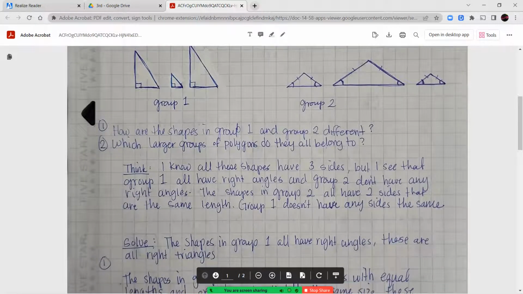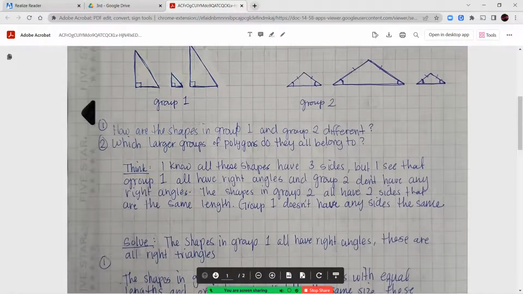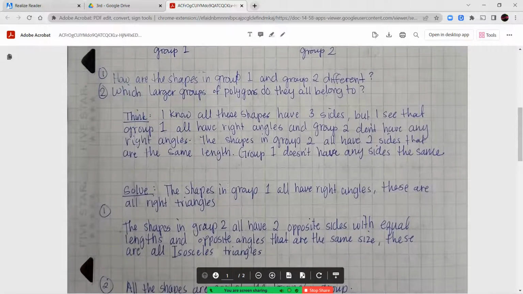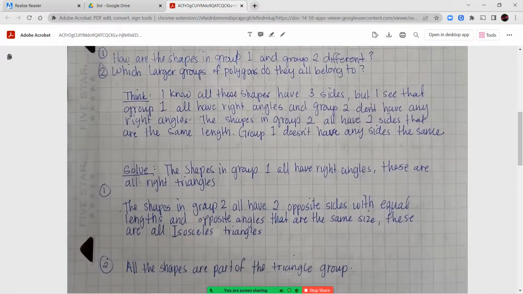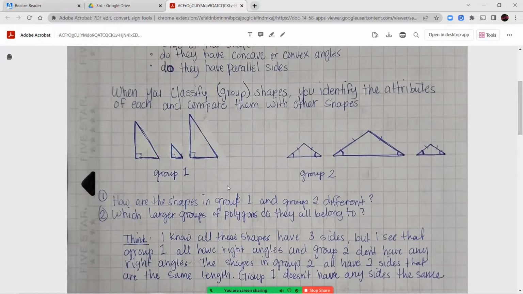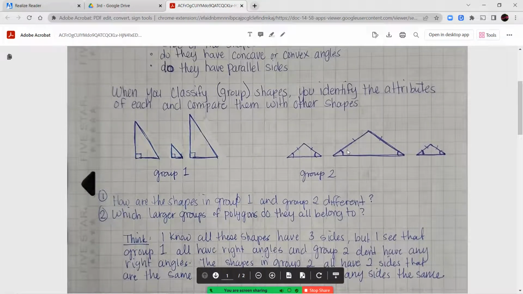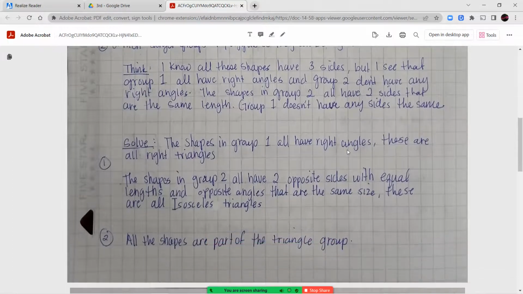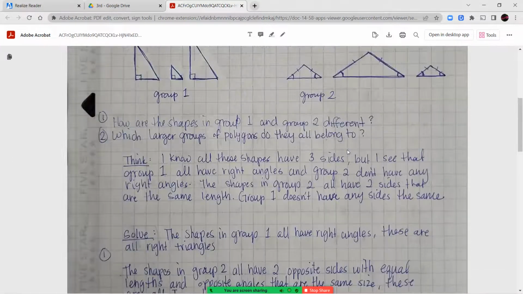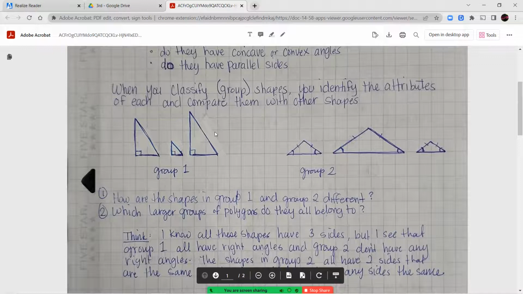So the shapes in Group 1 all have right angles. This means that they are all right triangles. And Group 2, since they have 2 sides that are the same length and opposite angles that match each other, that means these are all isosceles triangles. We learned about different kinds of triangles earlier in the year. Now, all these shapes are part of the triangle family or the triangle classification because they're all 3-sided polygons.